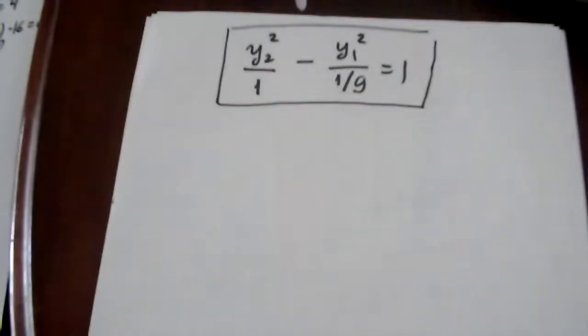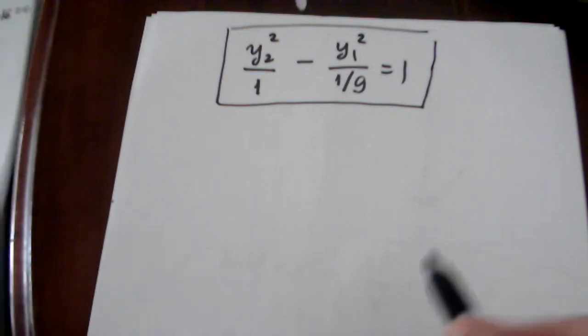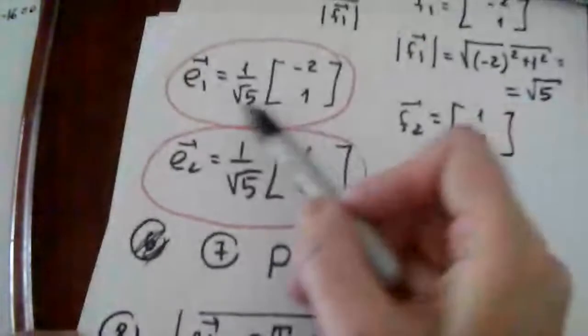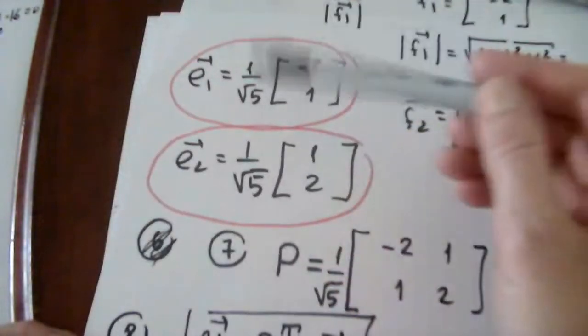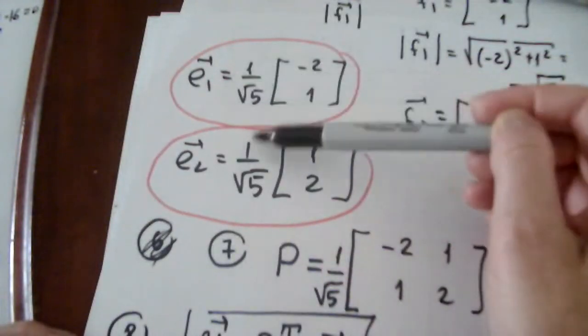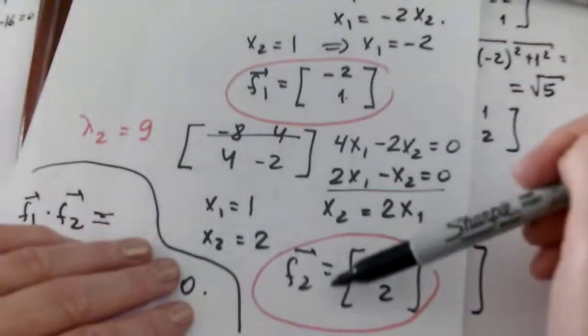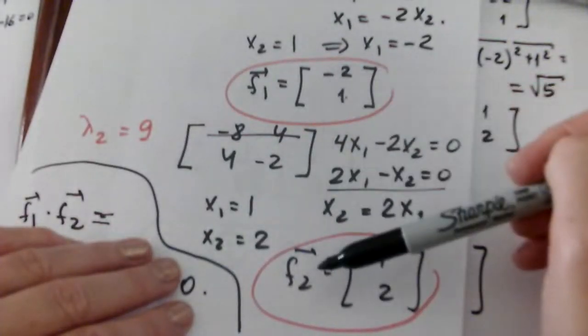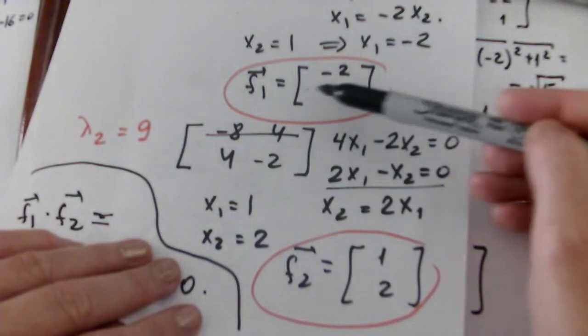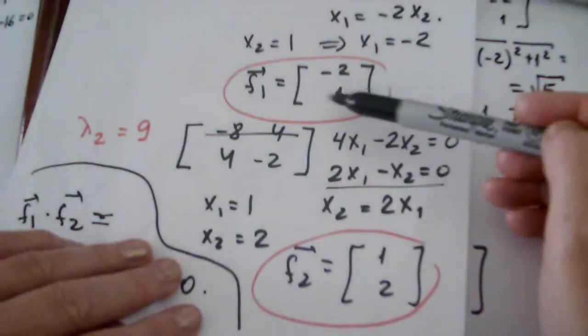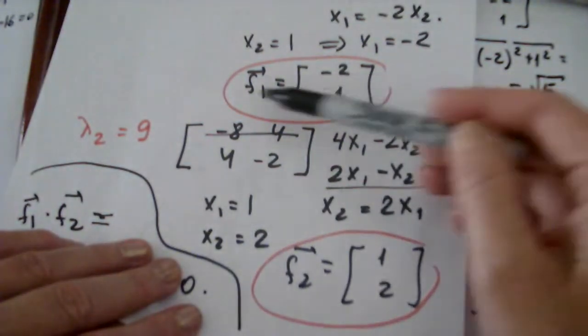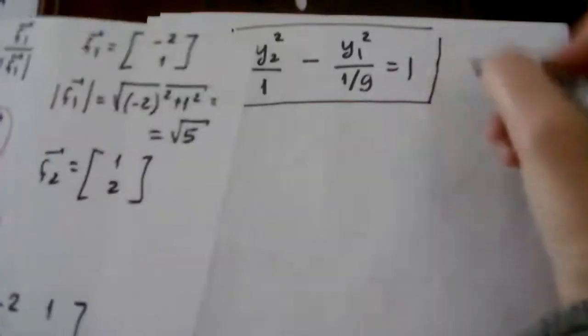We need these vectors, E1 and E2, because they determine the direction of the curves. But their coordinates look a little bit annoying because of this square root of 5. It won't be very convenient to plot these vectors. That is why I think it's better to deal with vectors F1, F2, because they determine the same direction. The only difference between vectors F and E is that vectors E are shorter. They have a length equal to 1, while these vectors are definitely longer. But nevertheless, they determine this direction.